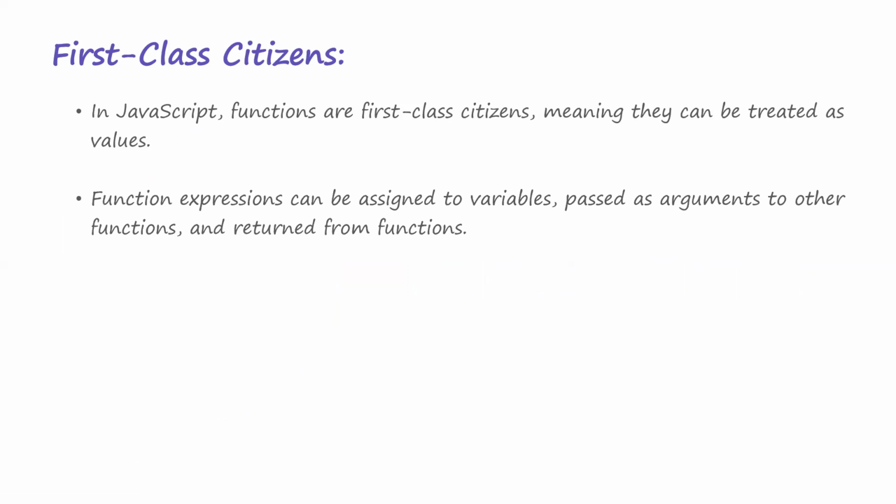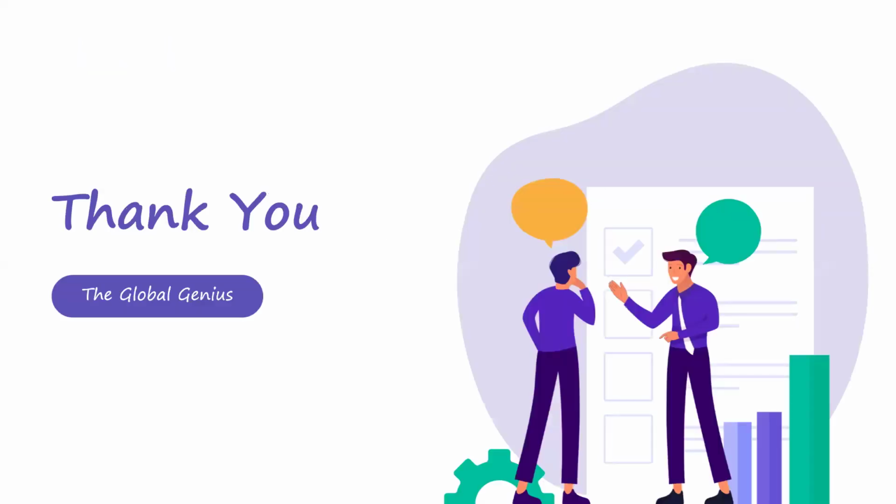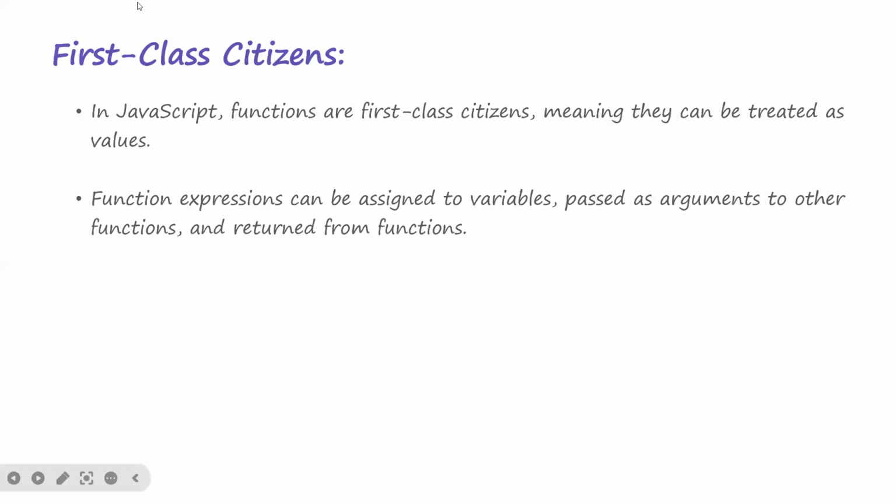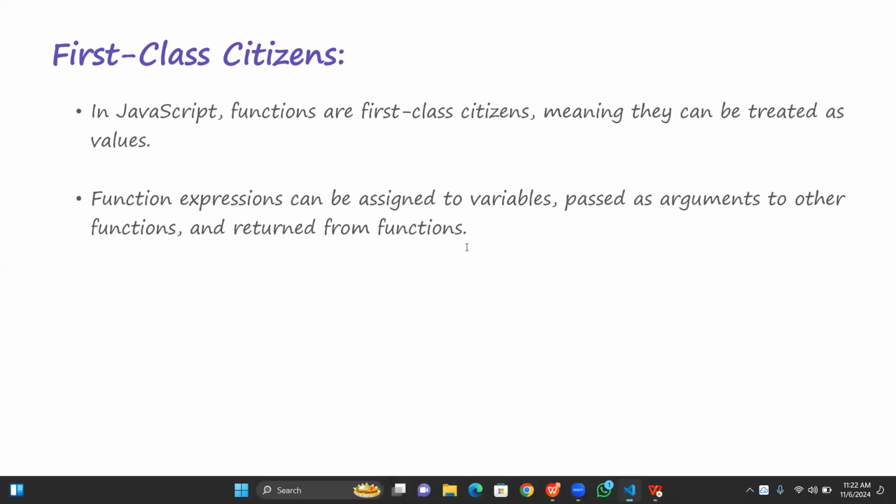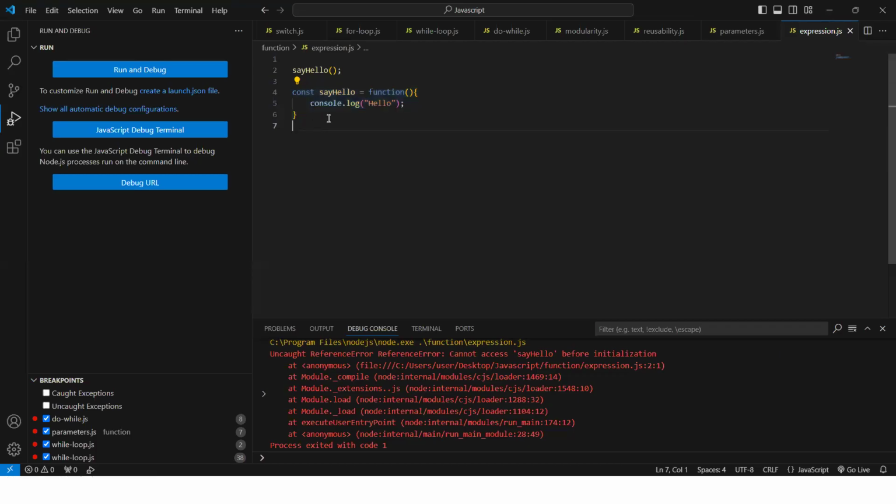So already we have seen how you can assign function expression to a variable, but we have not seen how to pass it as an argument or return it as a function. But let us see that now, okay? Let's do a few experiments here. Let's do some coding here. So first of all, already we have seen this is assigning a function expression to a variable.